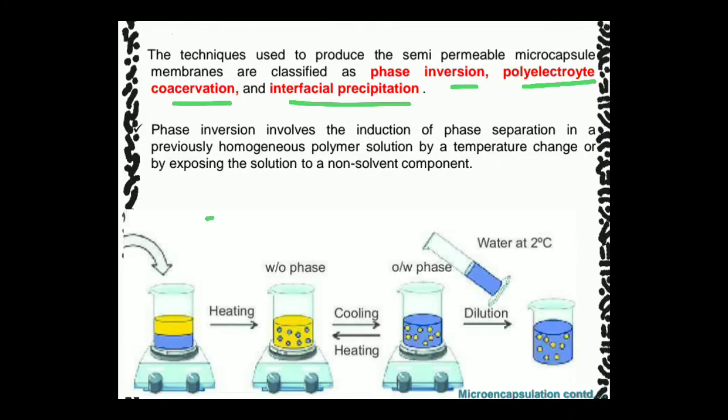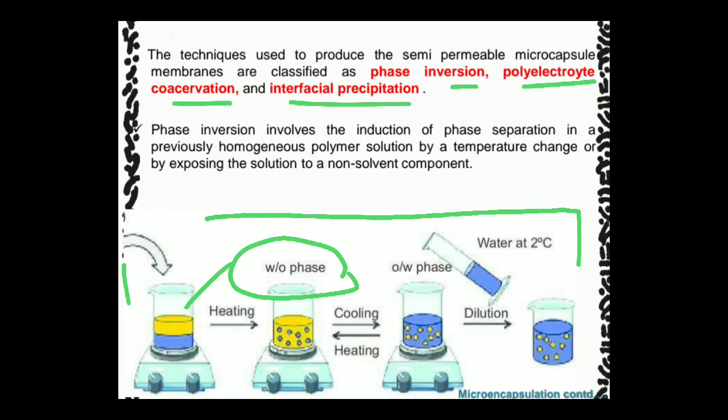Here you can see a diagrammatic representation of the phase inversion technique. You take the two liquid phases and heat them, and we obtain a water in oil phase solution. If you cool it further, the phase gets inverted and it becomes oil in water phase, that can be further diluted by the water which is maintained at 2 degrees centigrade, and we obtain the final solution. It is a reversible process, that is, again by heating the phase can be reversed to water in oil phase.